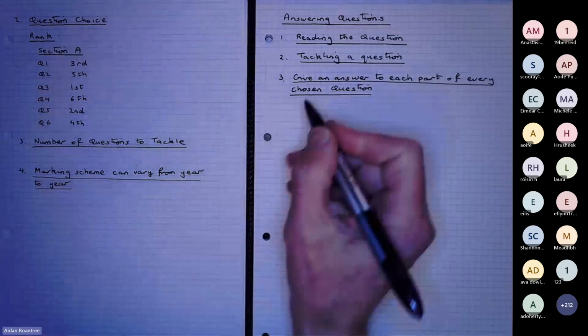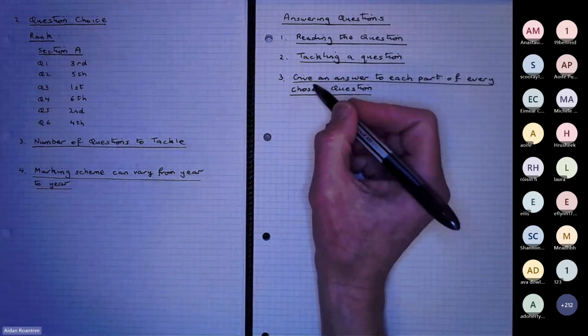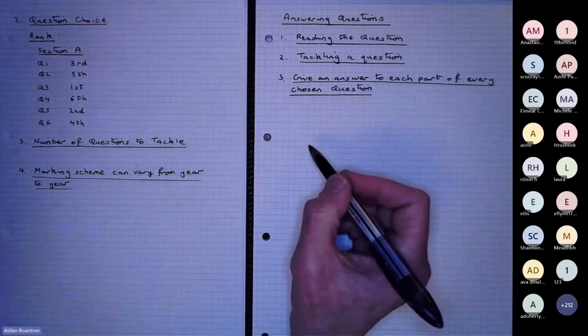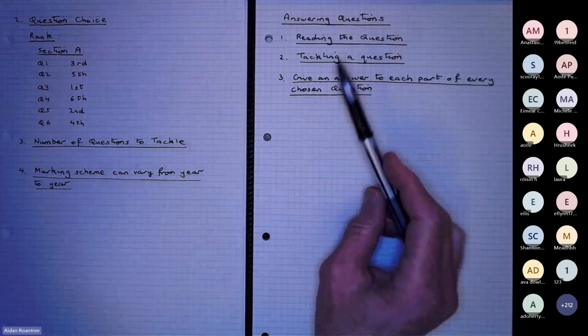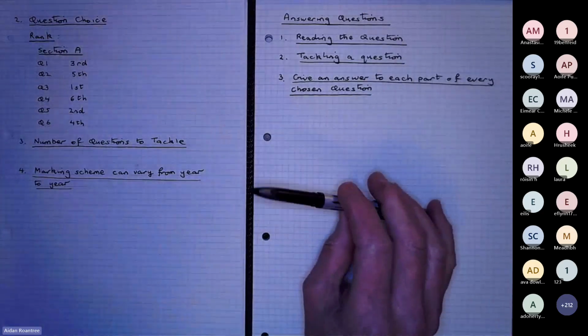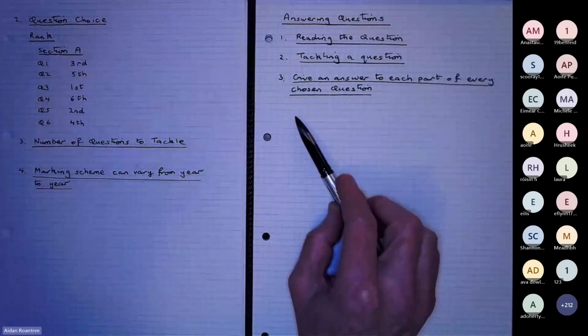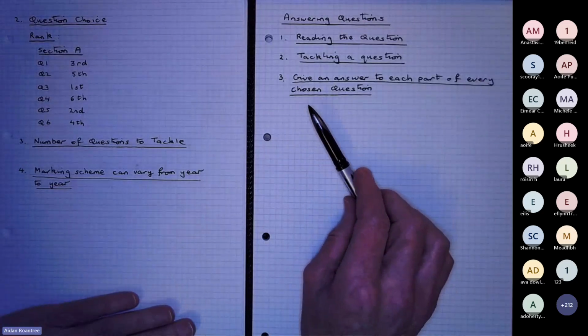So if you've decided to do a question, for example, question 3, and it has an A part 1 and an A part 2, and a B part 1 and a B part 2, right? Even if you think that one of those or maybe two of those, you don't know what's going on, give it a go. Give it a best guess as to what's going on.